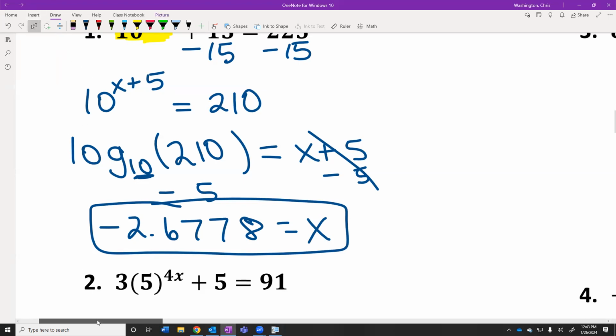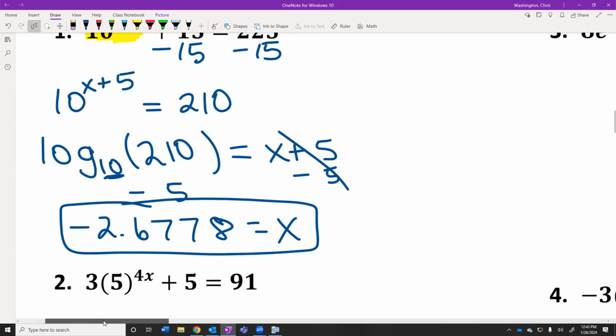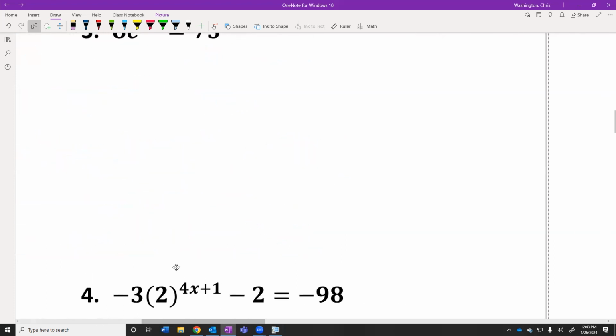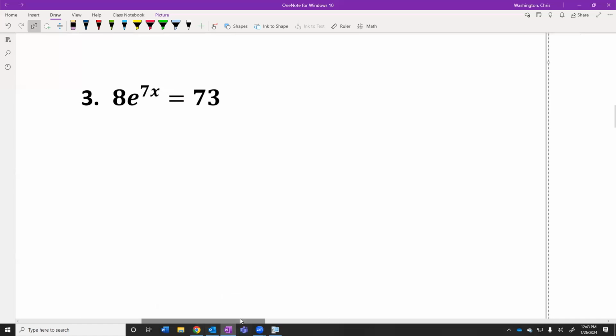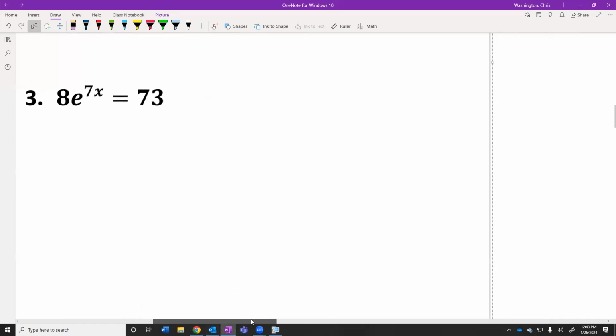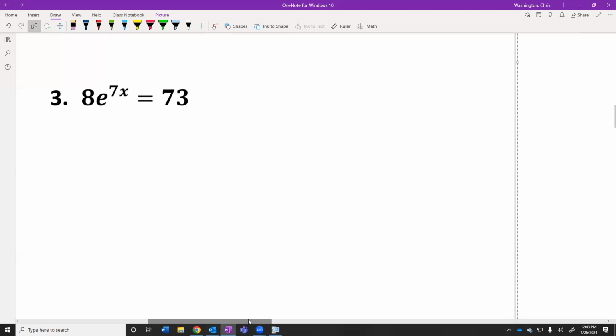We're actually gonna do the one on the right. I know it says number 3, but we're gonna do it first. And then we'll come back down to number 2. Just makes sense to do this one next. We have 8 times e to the 7x equals 73. You're like, why is there 2 letters in this equation? E to the 7x is the exponential piece. So that's what we're trying to get by itself.